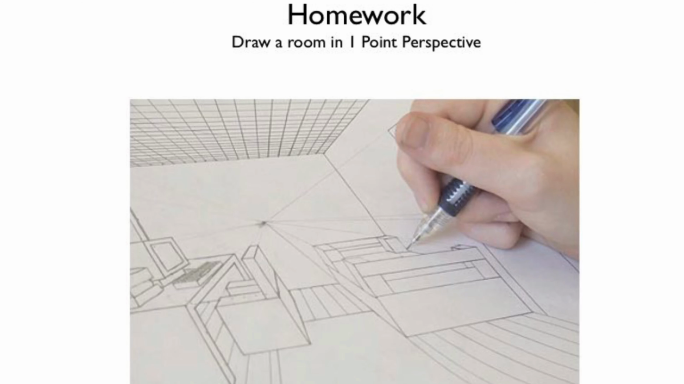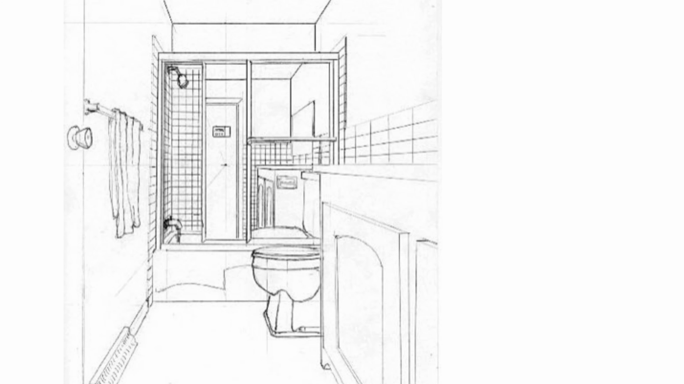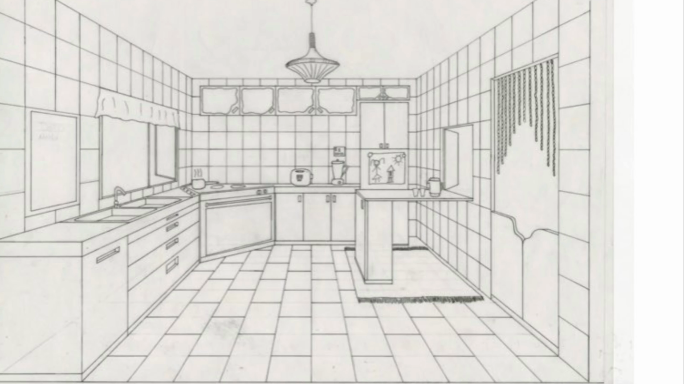So your homework assignment is going to be to draw a room in 1-point perspective. Here's an example of some student work. Here's a room, 1-point perspective. All the lines are clean. They all go back to the same vanishing point. Here's another example. Again, clean lines. You want to keep this pretty tidy. And one more example of good 1-point perspective.